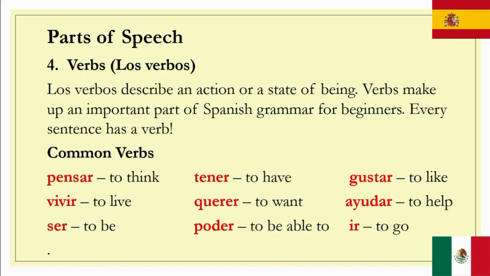We have pensar, to think; vivir, to live; ser, to be. And by the way, this ser is the usual permanent ser, or to be, that is used to state if something is inherently natural or a character of someone. While the other to be, which is estar, is usually used for a temporary state. Okay? That's why, on the previous parts, is in Spanish can be es or está, because this sometimes varies.